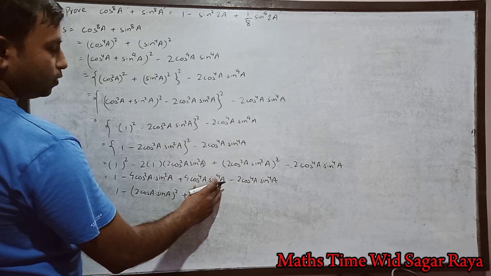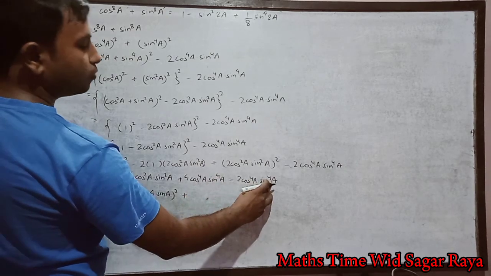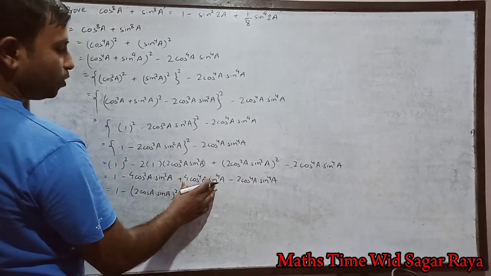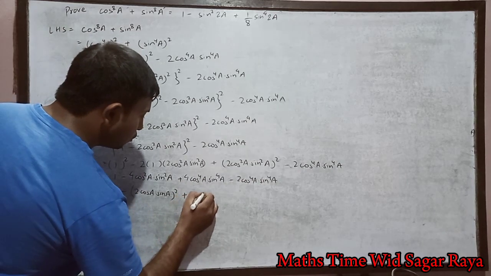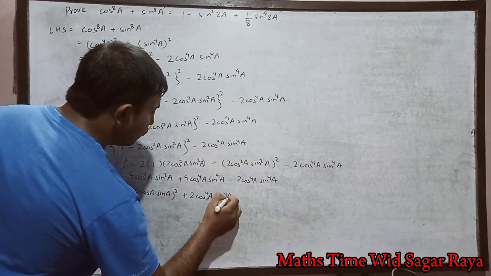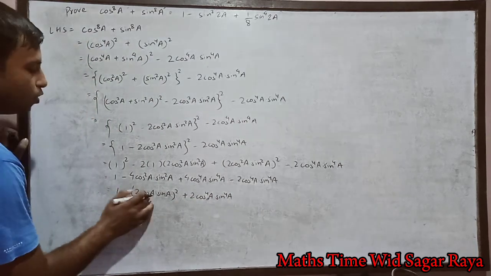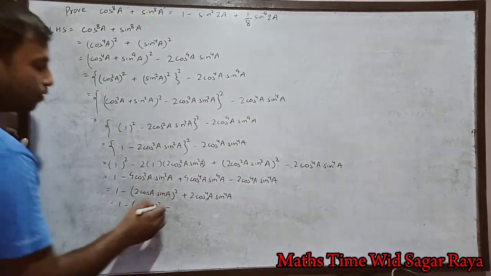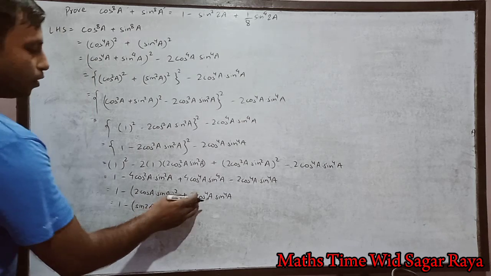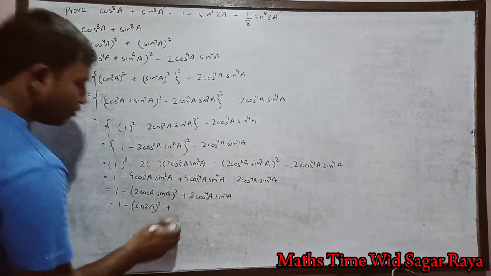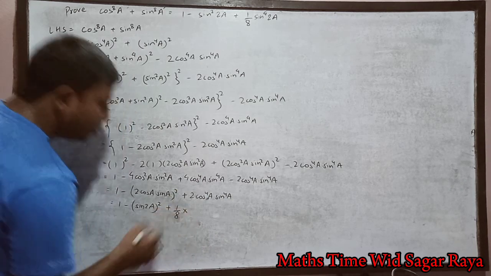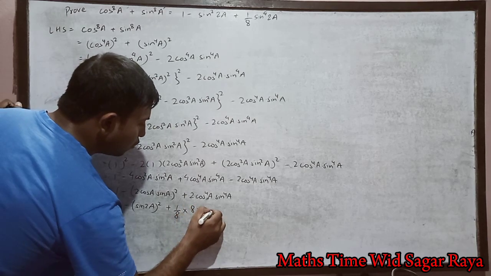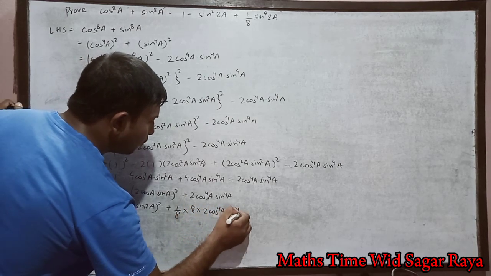Then you can see cos power 4a sin power 4a, here also cos power 4a sin power 4a. They are like terms, so we can add or subtract. Now 4 is bigger, so 4 minus 2 is 2 cos power 4a dot sin power 4a. Then 2 cos a sin a means sin 2a, now whole square, plus, now this 2 cos power 4a sin power 4a we have to multiply with 1 by 8. So 1 by 8 into 8 into 2 cos power 4a dot sin power 4a.